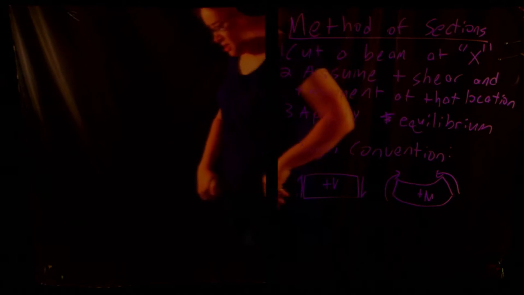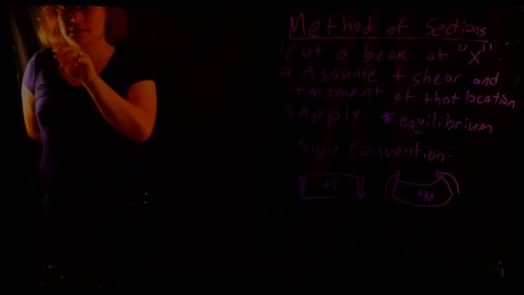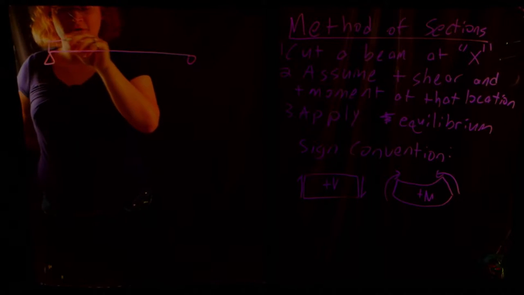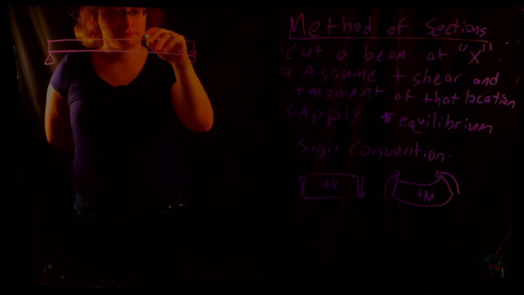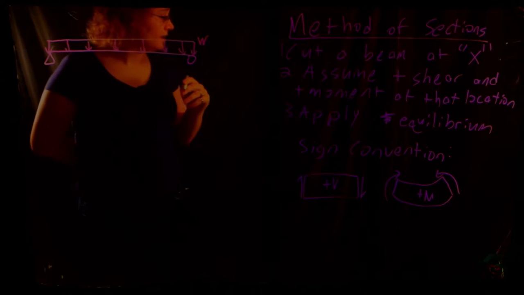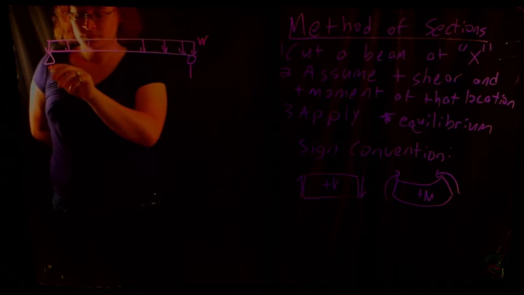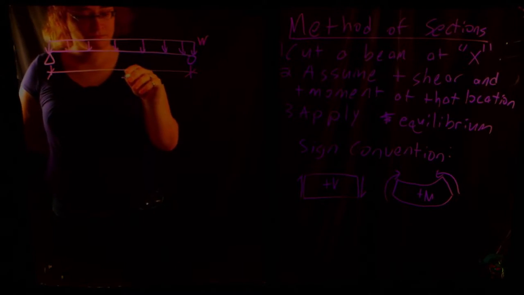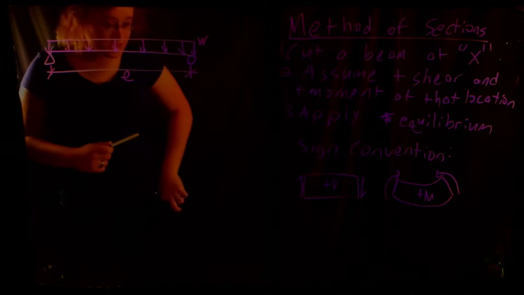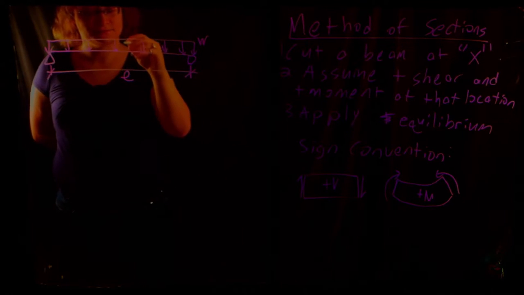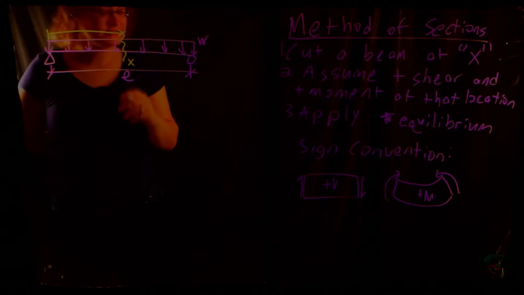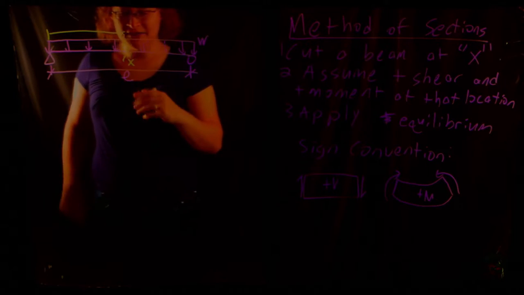So let's look at this example. And again, we have a uniform load of W applied across the top of the beam, and this has length of L. And then I'm going to again use the method of sections here. So I'm going to cut this at some location X, where X is measured from the left-hand side of the beam.